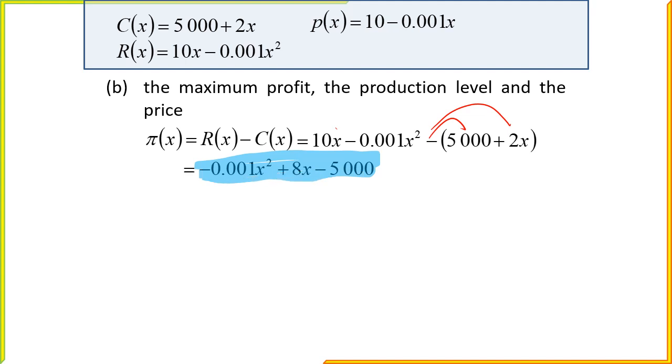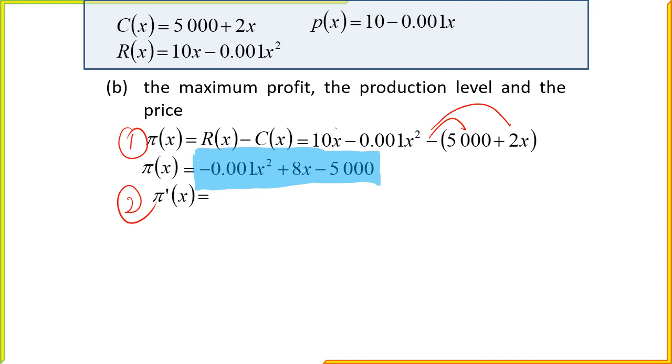Okay, so now we have the profit function. To find the maximum profit, we need to find the value of x that will give the maximum profit. So what we need to do is, first, we find out the profit function. Second, we need to find the derivative of the profit function.